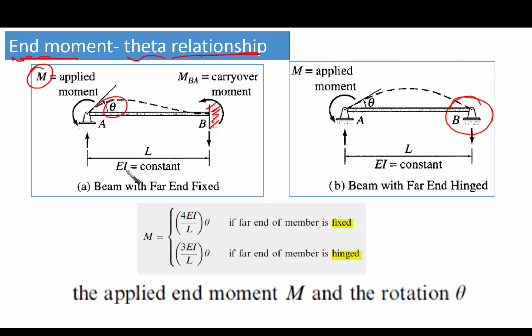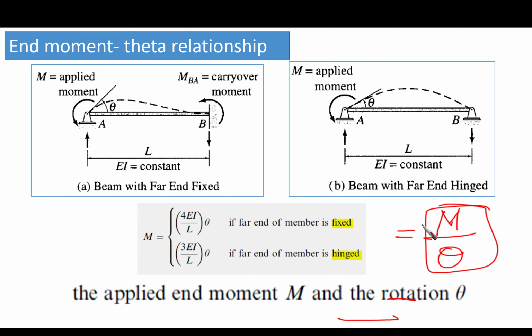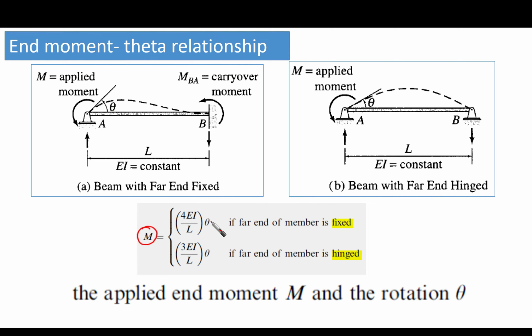It is very similar. Actually, K bar from the previous slide equals M over theta. From where did I get this? This is from the definition. Go to the definition: it is the moment that must be applied to an end member to cause a unit rotation. So K bar equals moment over theta. Okay, so now we are going to put this here. You are going to find that the moment is related to the theta using exactly K bar.